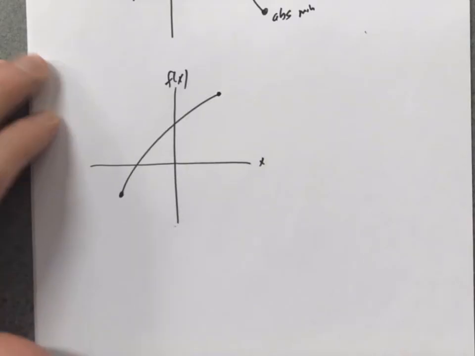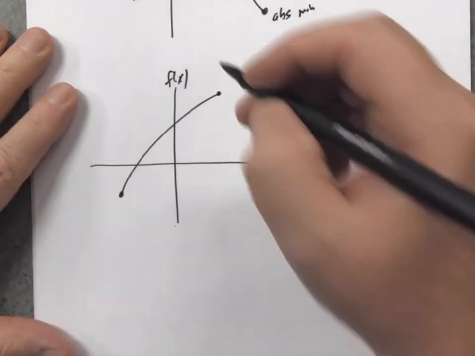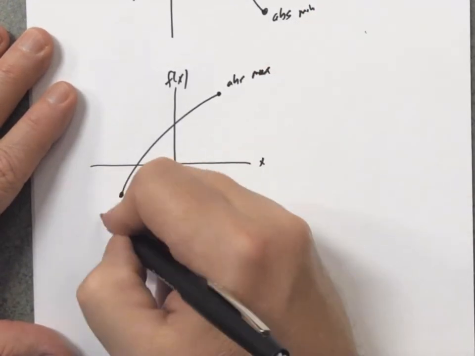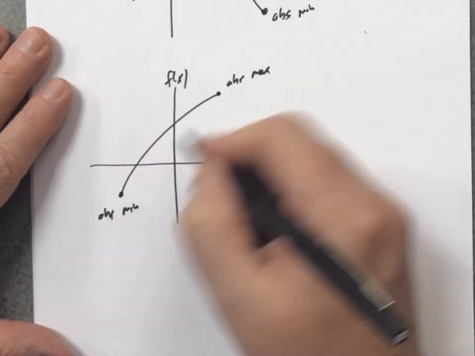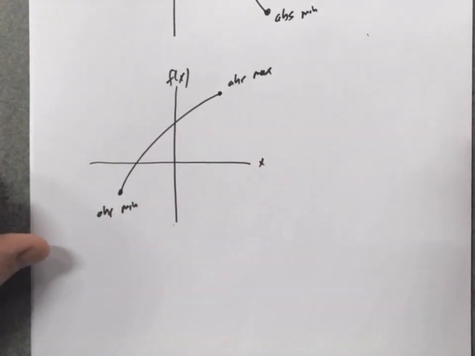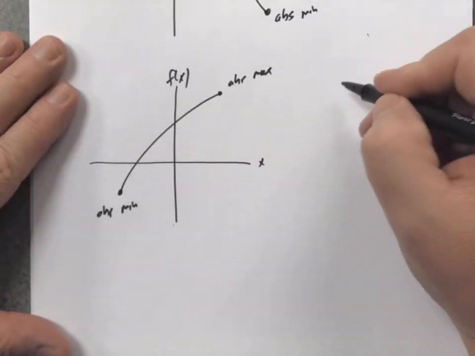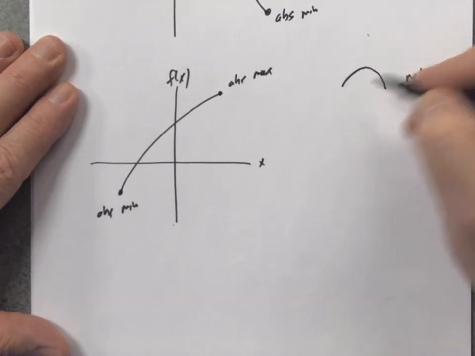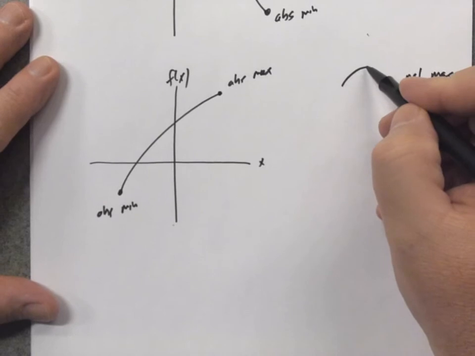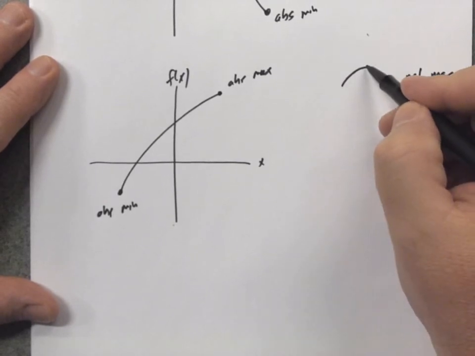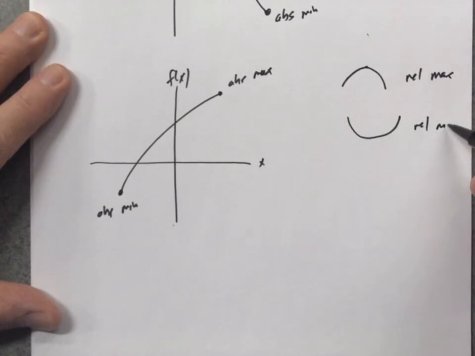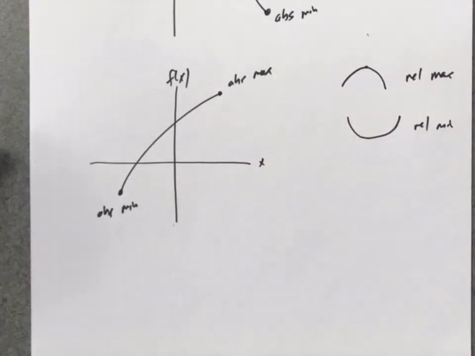Same questions. Absolute max and min, relative max and min. Hopefully it's pretty clear. Absolute max, absolute min. Now I'm asked for a relative maximum, a relative minimum. There aren't any. A relative maximum is always when you have a curve that goes up and then comes down, and there's the maximum. A relative minimum looks like this. We don't have either of those here.